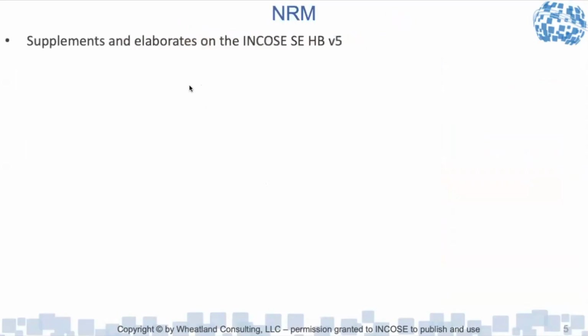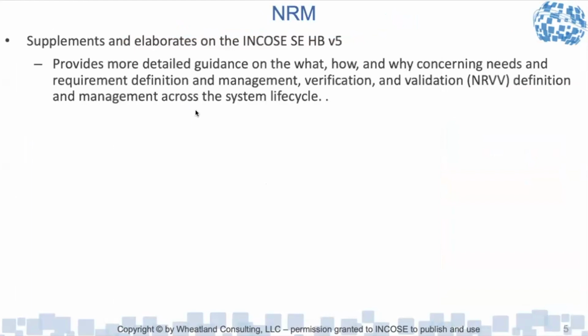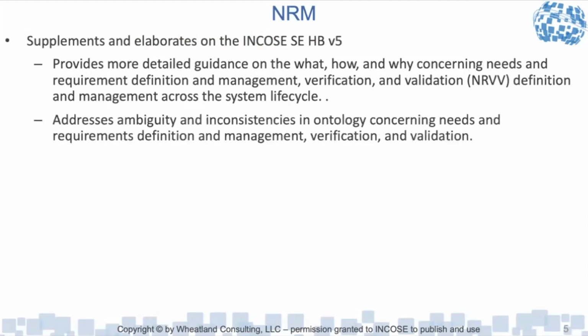So the Needs and Requirements Manual, like I said, supplements and elaborates on the INCOSE SE Handbook version 5, and provides more detailed guidance on the what, how, and why concerning needs and requirements definition and management, verification and validation, definition and management across the lifecycle. It addresses ambiguity and inconsistencies in ontology concerning needs and requirements definition, management, verification, and validation. When you go through the manual, you'll see some new terminology. It's not really new; it's pulled from different groups. We make a big differentiation between needs and requirements, and we talk about an integrated set of needs. Then we talk about design input requirements, a phrase that was borrowed from the medical device industry.